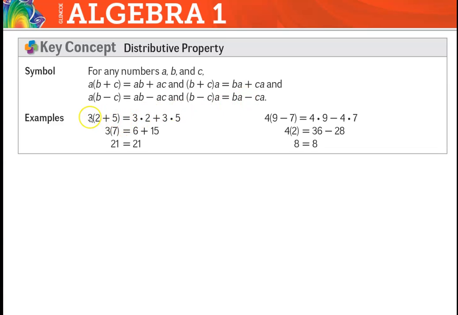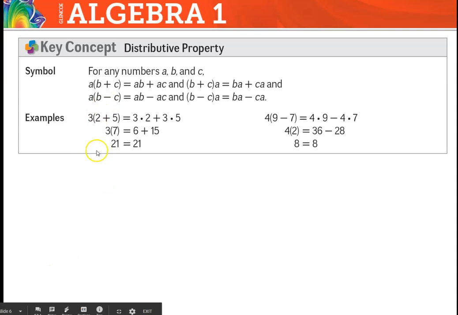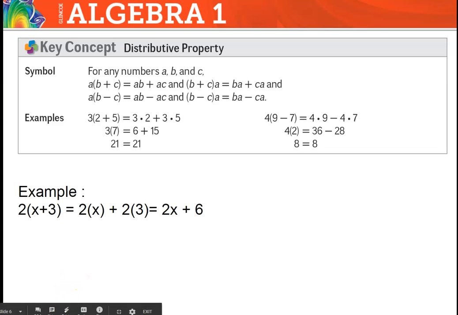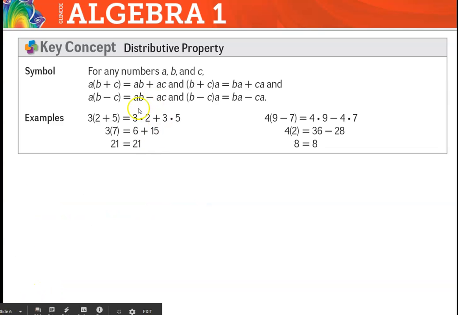So for example, 3 times 2 plus 5 would be 3 times 2 plus 3 times 5. Okay, in the last lesson, we would have looked at this using the order of operations, and we would have said here that 3 times, in parentheses, 2 plus 5, we would have said that's 7. Okay, and then 3 times 7 would have been 21. Here is just showing you that 3 times 2 is 6, and 3 times 5 is 15. 6 plus 15 is 21. It works either way.